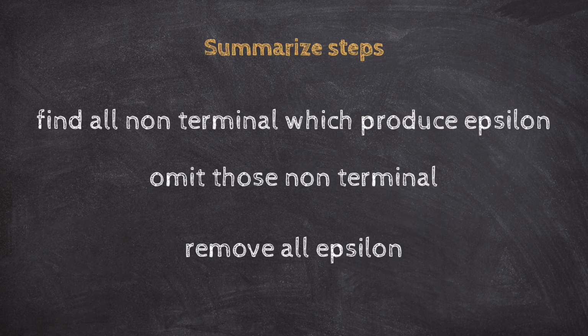To summarize, first, find all non-terminals that produce epsilon. Second, add new productions by omitting those non-terminals. Finally, remove all epsilon productions. That's how you remove epsilon in a context-free grammar.